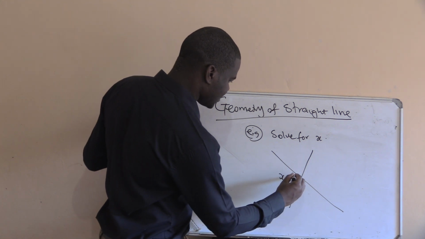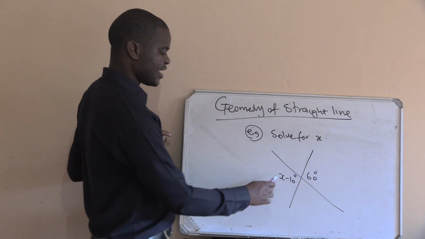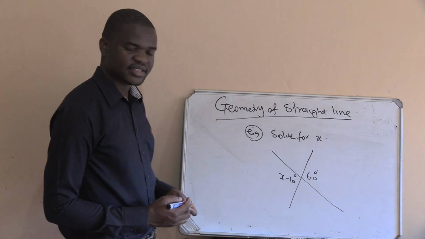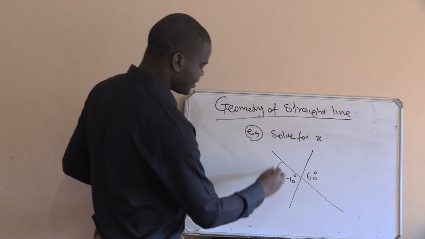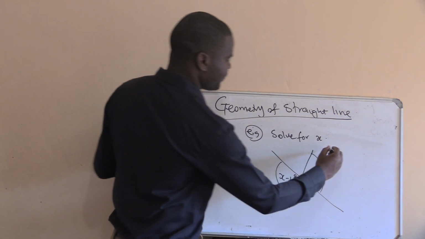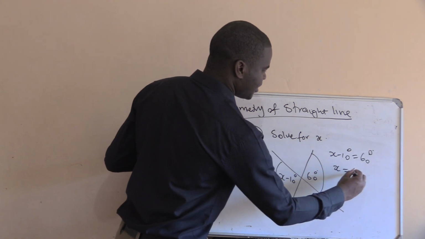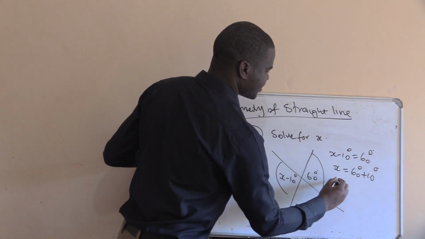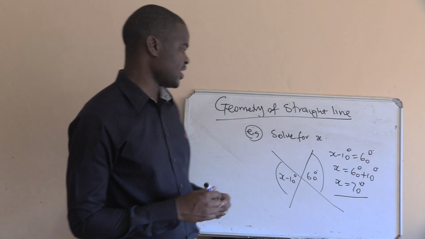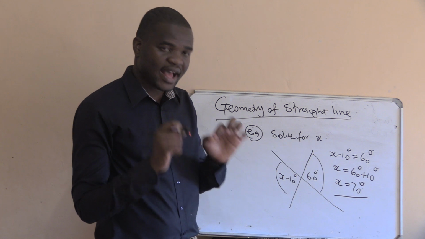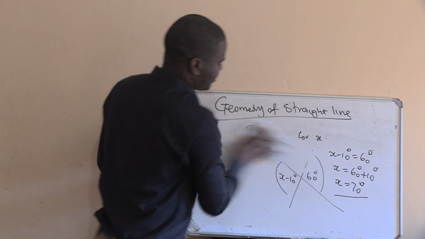X minus 10 degrees is equal to here. You see, on this angle is x minus 10, that other angle is 60 degrees. Remember, we're talking about vertical opposite angles. It means that this angle and this one are equal. So x minus 10 degrees is equal to 60 degrees. X is equal to 60 degrees plus 10 degrees. So the value of x is what? 70 degrees. You see? Every time, don't forget, you equate the angles that are opposite, because this is vertical opposite angles. Alright, let us proceed.